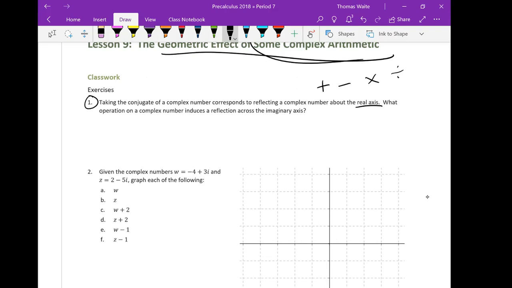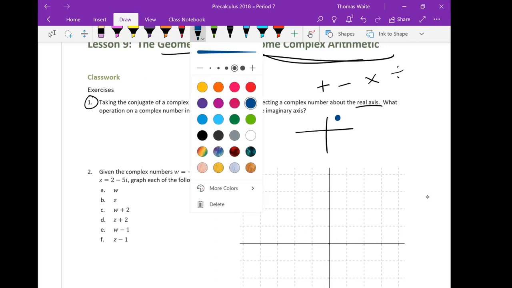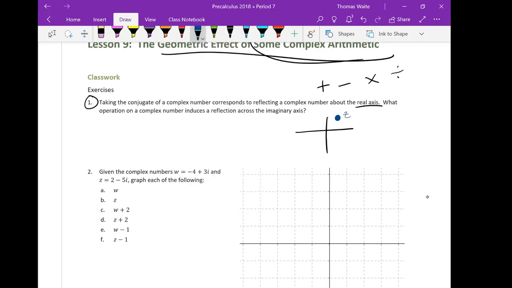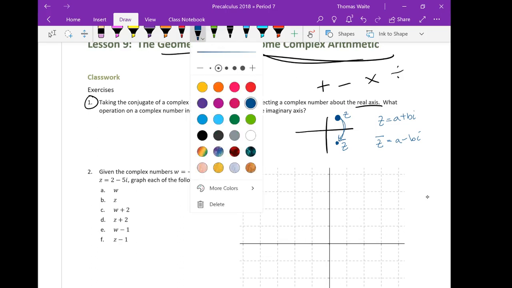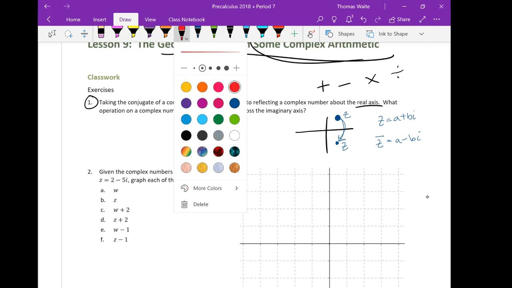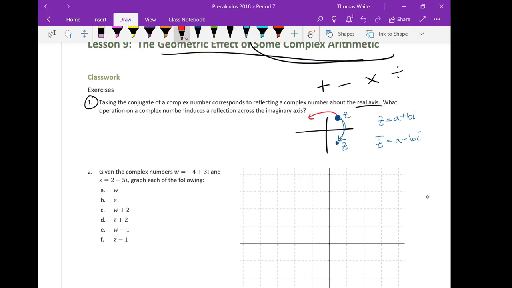So I'm just going to make a quick sketch of an axis here. I know if I have some number z right up here, we found out that if we took its conjugate, if I found z with the little hat on it, or if my z is a plus bi, my z conjugate was a minus bi. If I took its conjugate, it gave me a reflection over the real axis, that kind of flip from top to bottom like that. Although this is now asking us to find what would happen to get it to go across the imaginary axis, the other way.